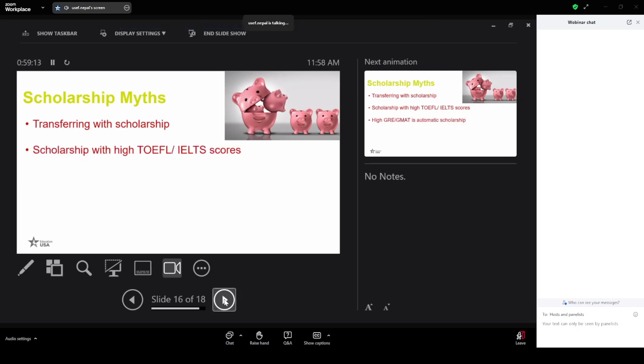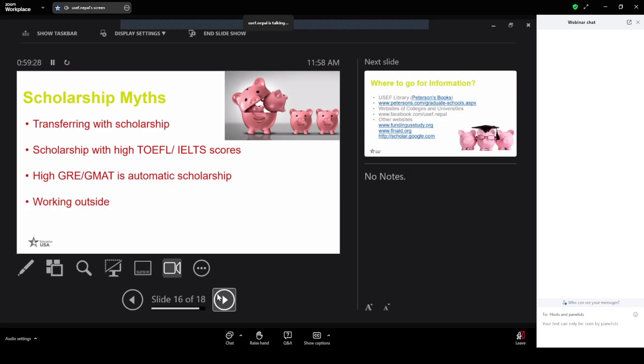Scholarship with high TOEFL, IELTS scores or high GRE math scores. If you get a good score, it is going to help, right? But based only on these scores, they are not going to give you a scholarship. Okay. And working outside is a big no. Especially with the new administration, you want to be careful. When you are a student in the US, you can work on campus jobs, but you cannot be working off campus.